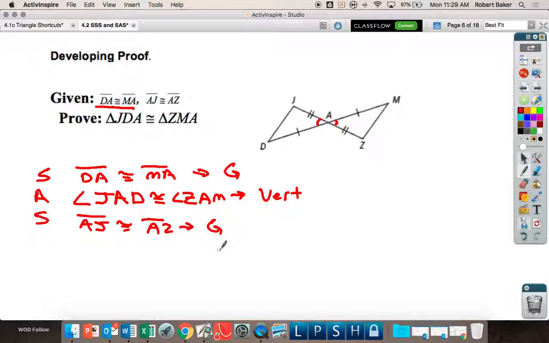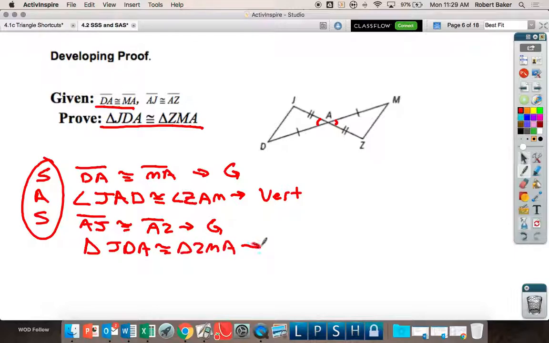Now you're wondering, why did I write it out of order? Because what shortcut did I want to use? Side, angle, side. So do you have the side angle side shortcut? Yes. So you have the ability to say these two triangles are congruent, and the reason they are congruent is the side angle side shortcut. That's what your proofs will look like on your test. That kind of makes sense? So this is the only new piece of information: given, vertical angles, given, and what shortcut solidifies that.